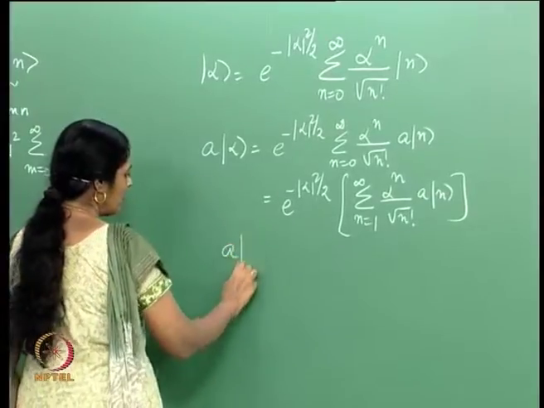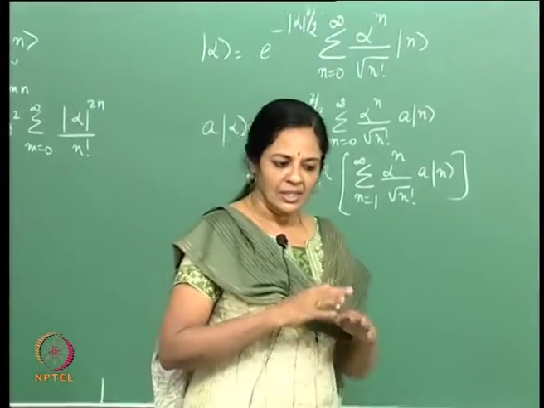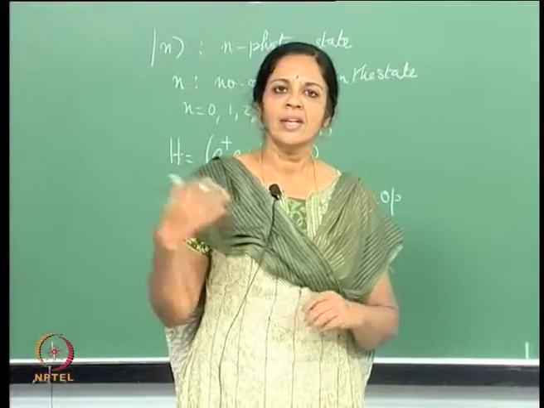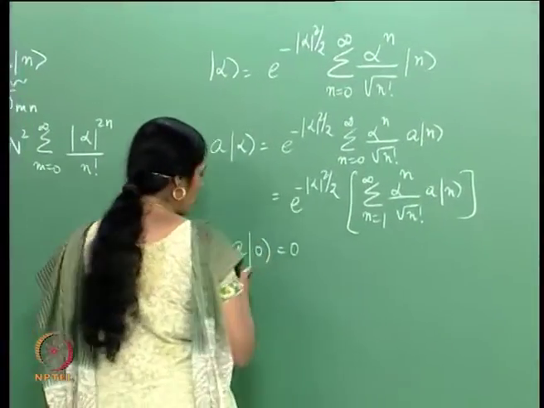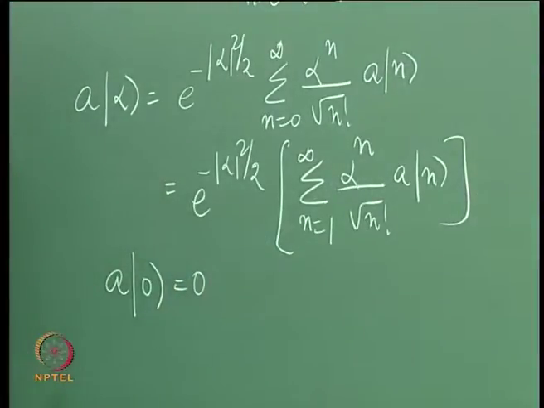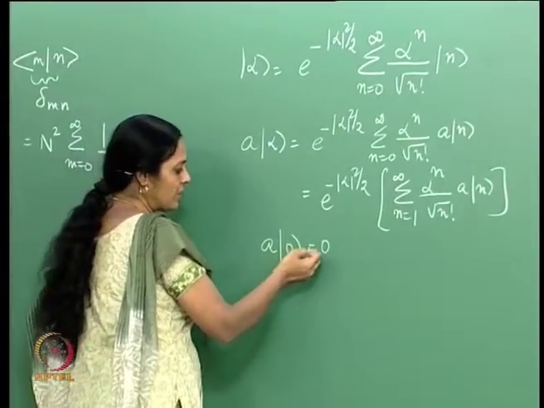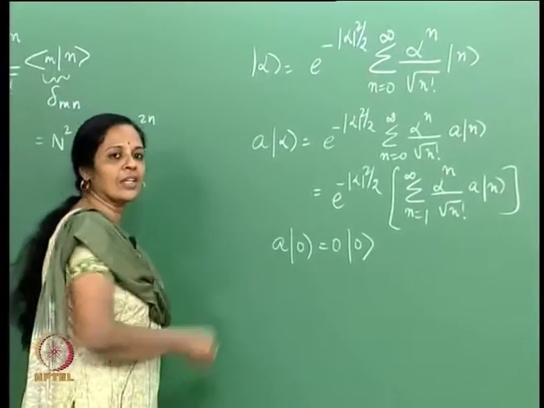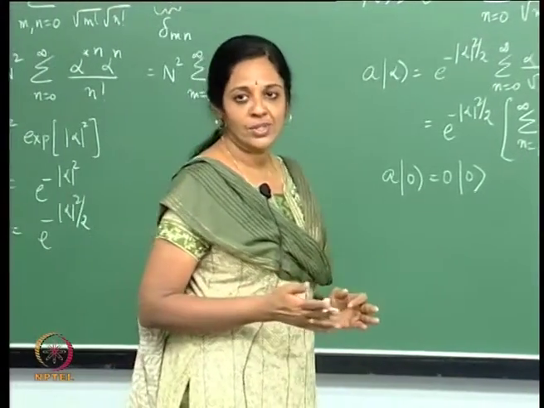I have used the property that a annihilates the 0 photon state. In the case of the simple harmonic oscillator, a acting on the vacuum state gave me 0. So, the ground state of the simple harmonic oscillator, equivalently in this problem the 0 photon state, is an eigenstate of the annihilation operator with eigenvalue 0, because I can well write it in this manner. It is a trivial eigenstate of the annihilation operator, trivial in the following sense that the eigenvalue is simply 0.